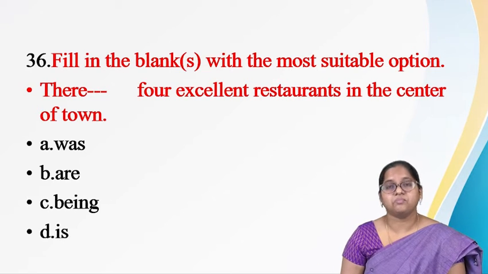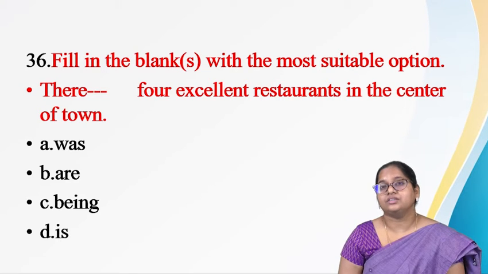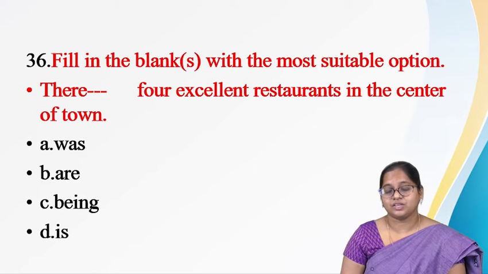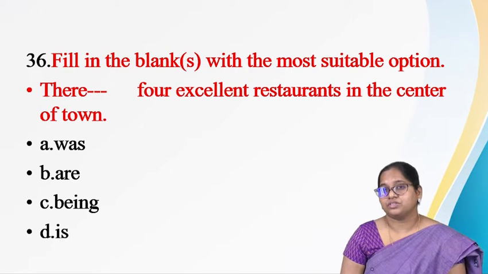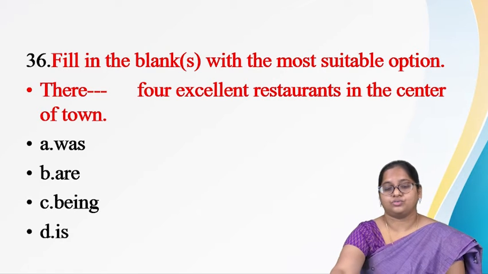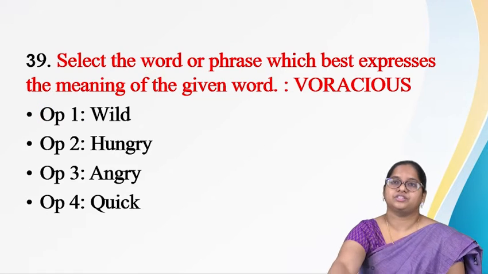Here it's just simple grammar. It's to do with the tense, plural. So of course there are 4 excellent, again plural. So you take this auxiliary are, not is. So option B is the right suitable option.